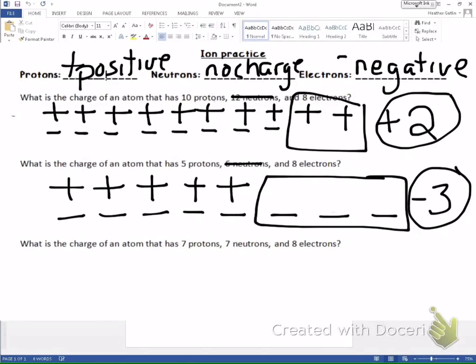Alright, let's do one more problem together. Our last problem states that an atom has 7 protons, 7 neutrons, and 8 electrons, and it wants to know what its charge is. Again, we ignore neutrons because neutrons do not have charge. We draw our 7 protons.